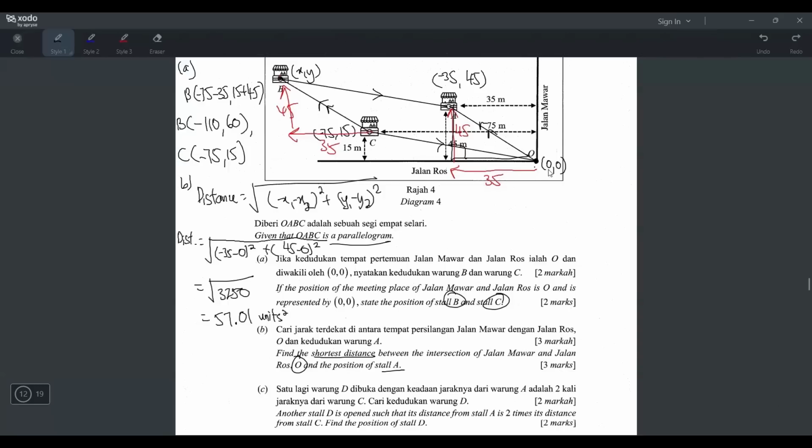Okay, I want to do C now. Actually, question C has 2 answers. Yeah, it has 2 answers. I already tried to do it myself.